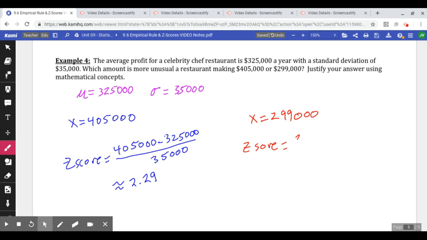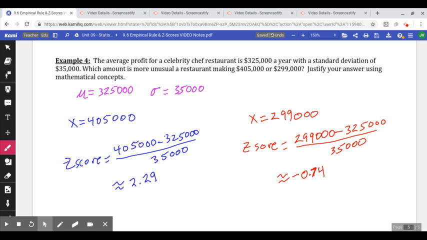Let's take a look at the z-score for our other restaurant, which is making a profit of 299,000. So we'll do the same thing. We'll take our data piece, which is 299,000, our value, and subtract 325,000. That's the mean, all over that standard deviation of 35,000. Take a minute to type that in your calculator. Pause the video if you'd like to. And you should wind up with a negative value for sure, and it should be about 0.74 here. We know that the z-score is going to be negative because this data value is below the mean.